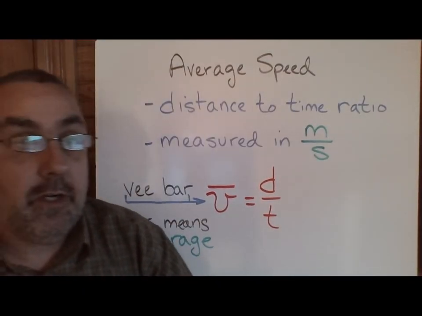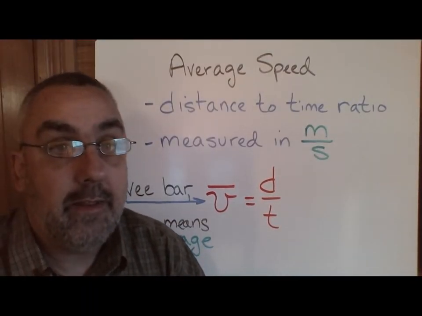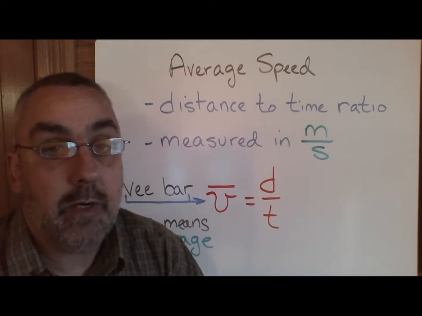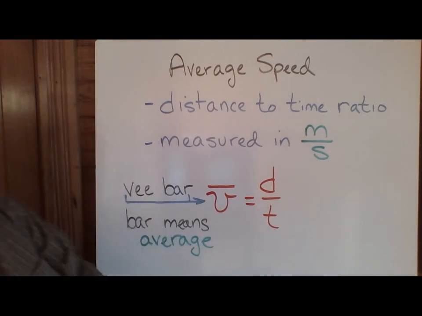Now this is a formula that you're probably familiar with from math. We're talking about average speed here. It's a distance to time ratio. We're going to be measuring it in meters per second. They often call this just rate in math, but we're going to be using the symbol v bar over here.